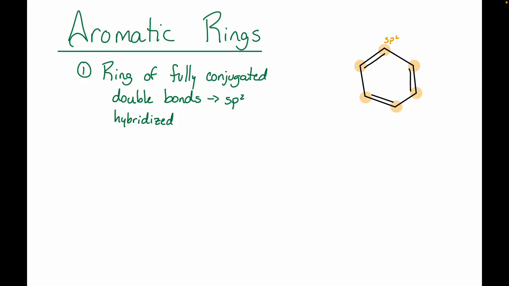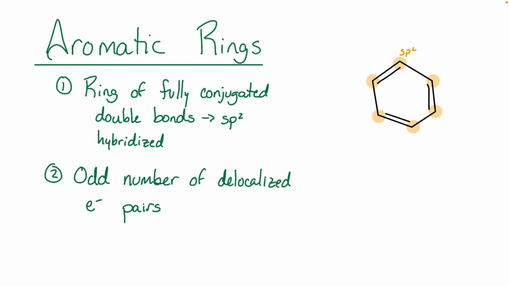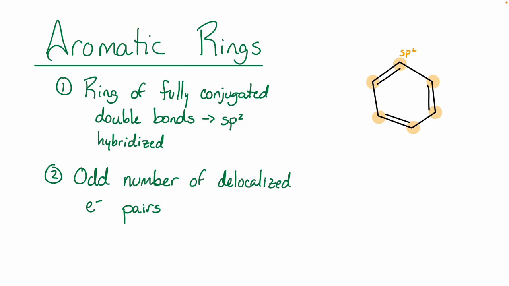But it turns out that there's another important feature. You need an odd number of delocalized electron pairs. In benzene, it's these three pi bonds that are delocalized. So first, I make sure my compound follows rule one: go through and color all my sp2 hybridized carbons, make sure they form a ring, and then go back and count. One, two, three. Check, check. It follows rule two as well. You have to have an odd number of delocalized electron pairs in that ring. If your compound satisfies both of these rules, it is an aromatic compound.